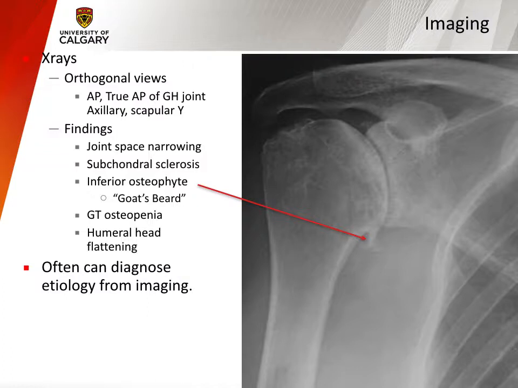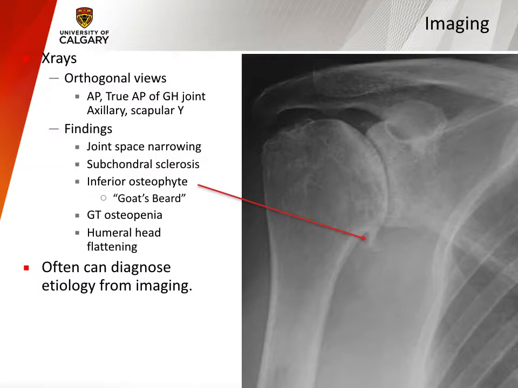Your findings: generally in osteoarthritis, like any other joint, you want to look for joint space narrowing, subchondral sclerosis, and subchondral cysts, and some findings specific to the shoulder. You can look for an inferior osteophyte, which is called the goat's beard. You can see the arrow pointing to it there. And you could look for greater tuberosity osteopenia, as well as humeral head flattening.